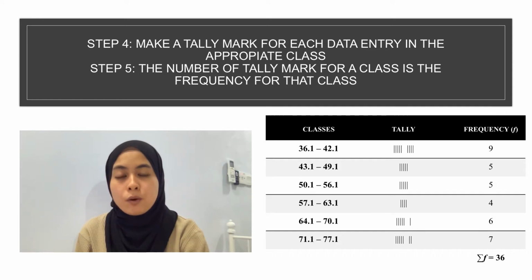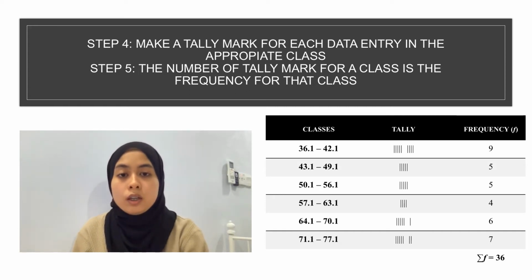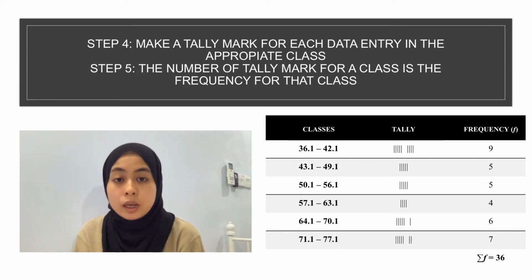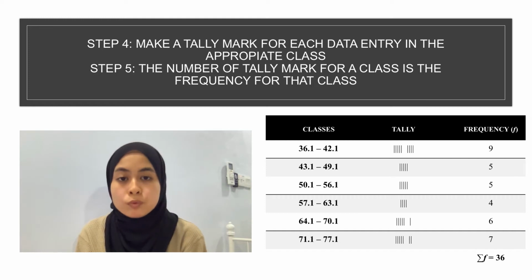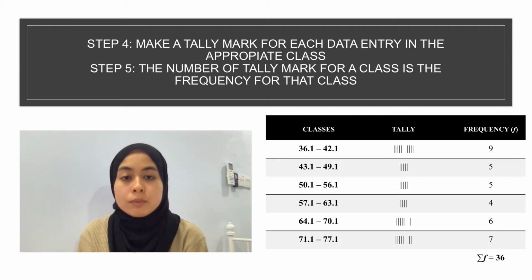Next, step 4. Make a tally mark for each data entry in the appropriate class. Step 5. The number of tally marks for a class is the frequency for that class. As we can see, the table shows the number of classes that we already found from 36.1 to 42.1. The tally shows 9, so that means the frequency will be 9.